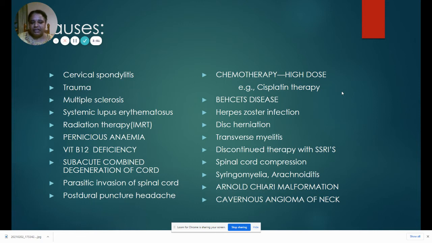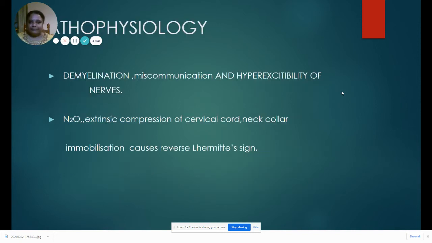Arnold-Chiari malformation. Here the lower part of the brainstem moves down to a lower level, so this causes Lhermitte sign. Sometimes ependymoma and cavernous angiomas of the spinal cord can also cause this Lhermitte sign.